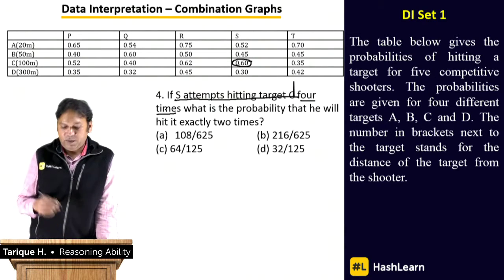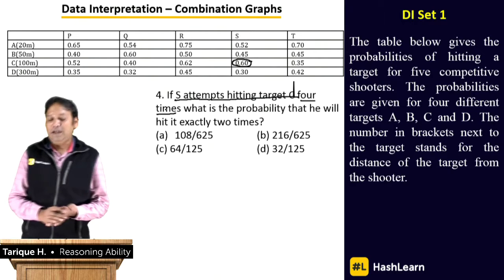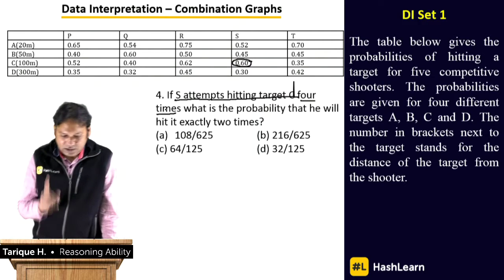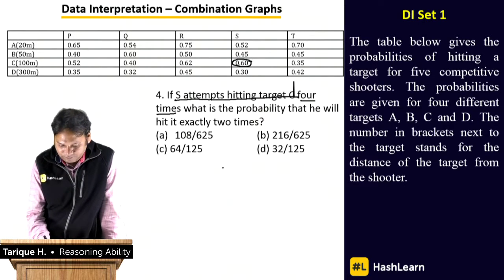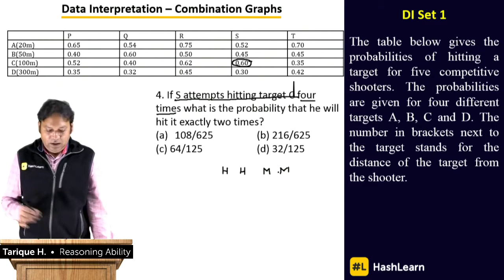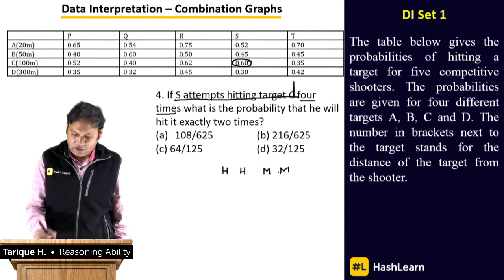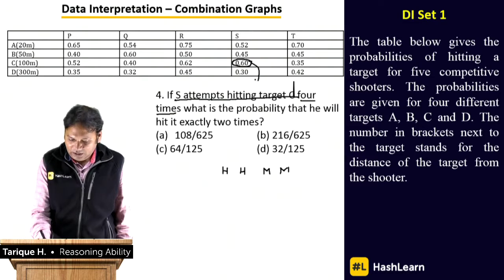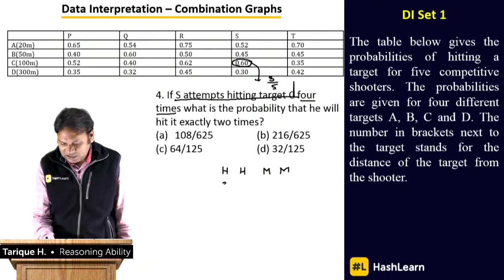What is the probability that he will hit it exactly 2 times? 2 times he must hit the target. So if he's going to hit the target 2 times, that means he's going to miss the target 2 times. Hit, miss, in any order. So let's see how to solve this kind of question. Now 0.60 in fraction is equal to 3 by 5. So 2 times is going to hit the target, 2 times is going to miss the target.